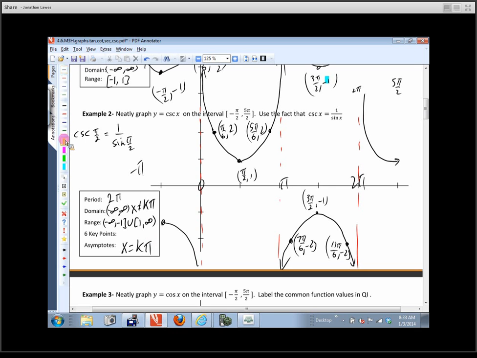Now, here are the 6 key points that you'd want to know. And really, I'd be okay if you can do the asymptotes and maybe 1 point on each branch. The 6 key points would be right here. They're the ones that have the nicest reciprocals. All the other reciprocals are pretty ugly. So those would be the points that you'd want to be familiar with.